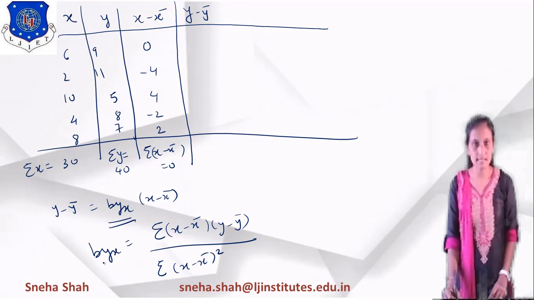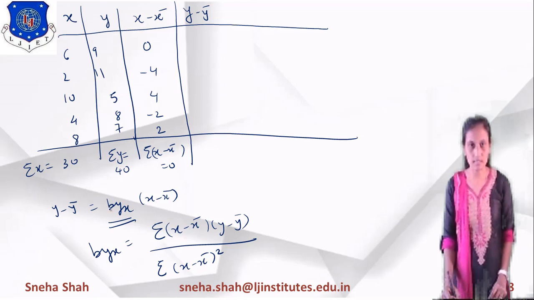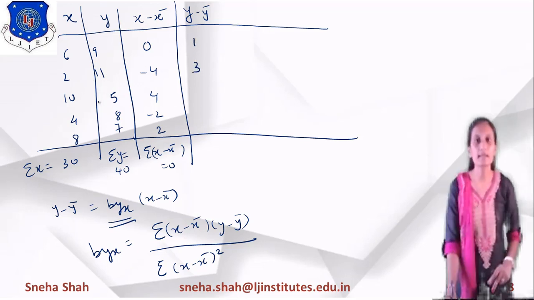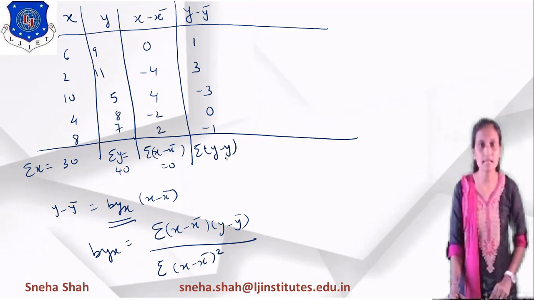Now we put the value of b y x over here, so we can find these regression lines, right? So for that, I am taking y minus y bar. What is the value of y minus y bar? The value of y bar equals 8. So 9 minus 8 means 1, 11 minus 8 means 3, 5 minus 8 means minus 3, 8 minus 8 is 0, 7 minus 8 means minus 1. You can see that 3 and minus 3 cancel out, and 1 and minus 1 cancel out. So the value of summation y minus y bar is also equal to 0.